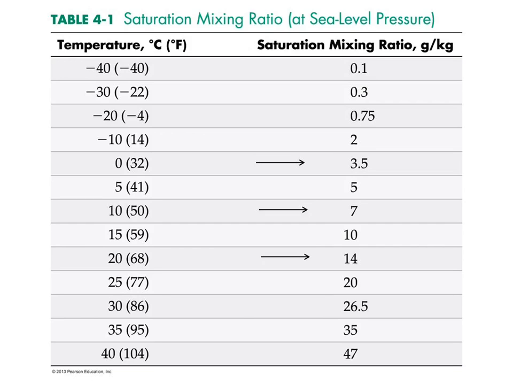Now, one of the things we know is as we get cooler from left to right, the amount needed to reach saturation goes down. Okay? So at 20 degrees, we can hold 14 grams of water vapor for every kilogram of dry air, versus 7 grams of water vapor at 10 degrees, versus 3.5 grams of water vapor at 0 degrees. All right. So here we go.